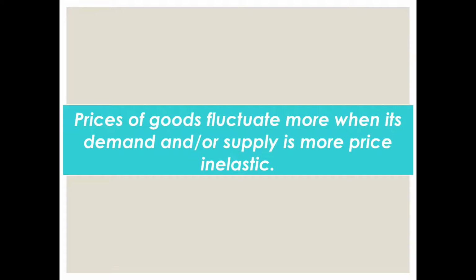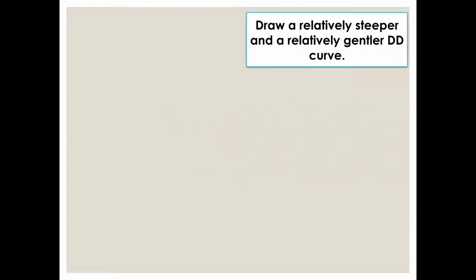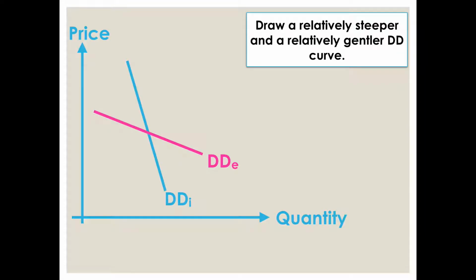Okay, prices of goods fluctuate more when its demand and/or supply is more price inelastic. So how do we show this using a diagram? Let's look at a situation when we're trying to prove that prices of goods fluctuate more when its demand is more price inelastic. So we'll first start by drawing a relatively steeper and a relatively gentler demand curve. So this is how I will draw it.